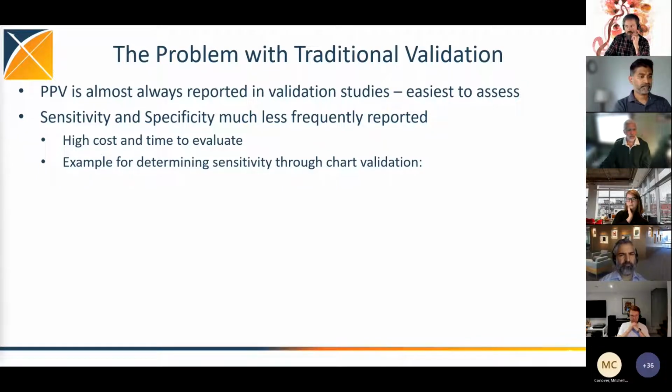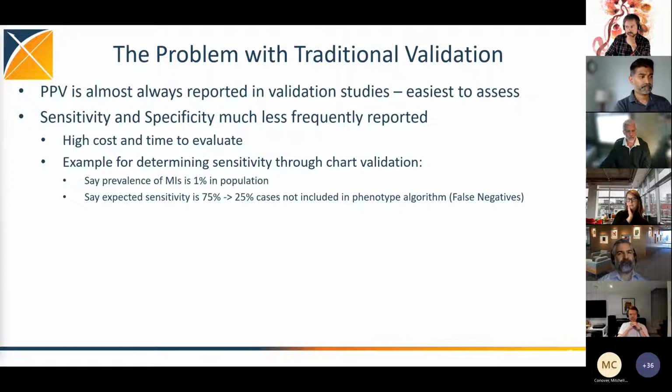So to give an example of the complexity, for determining sensitivity through chart validation, let's say the prevalence of MI in a population is 1%. And you expect a sensitivity of about 75%, meaning that 25% of the cases are not going to be included in your phenotype algorithm. You will have missed those. Those are your false negatives.